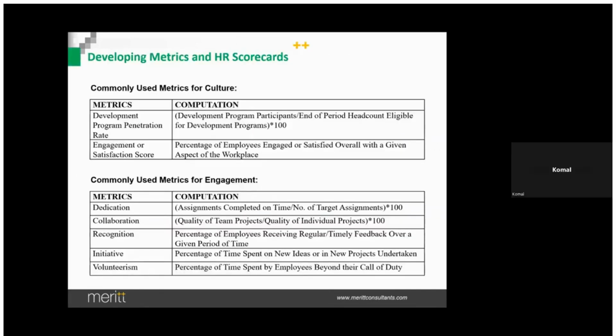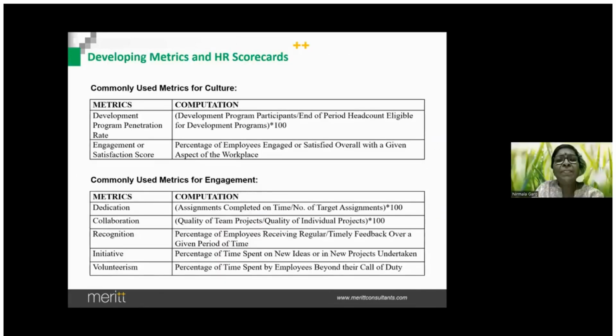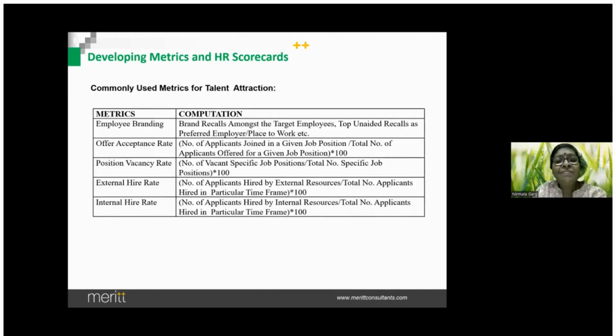So let us just look at some metrics. We will only do 2 or 3 metrics because we will do data as well. Talent attraction. If you want to attract talent, what are some of the metrics right now you are familiar with? I'll write down. Guys, tell me. You want to attract, so what kind of metrics can we capture?